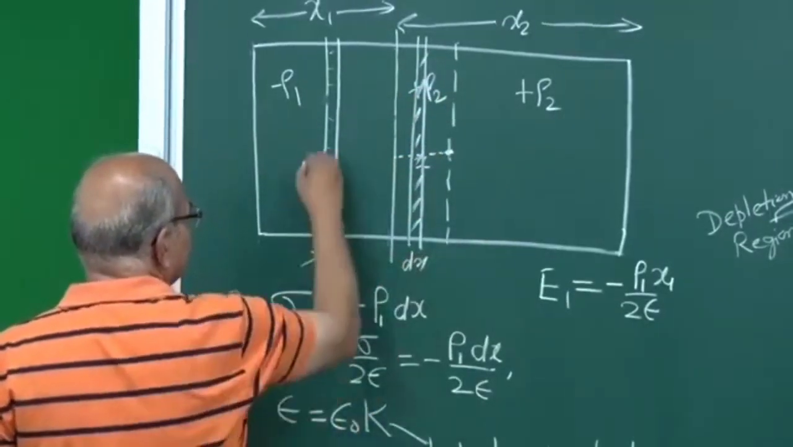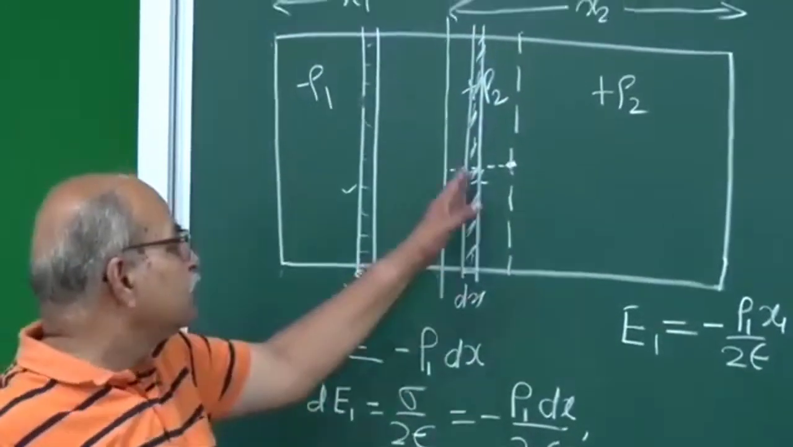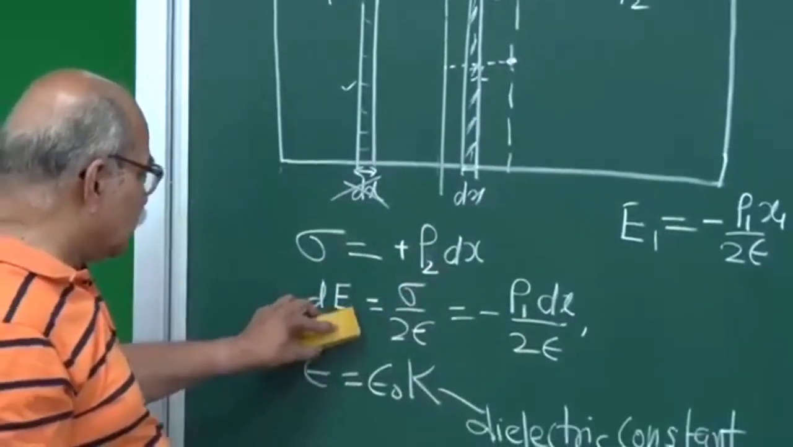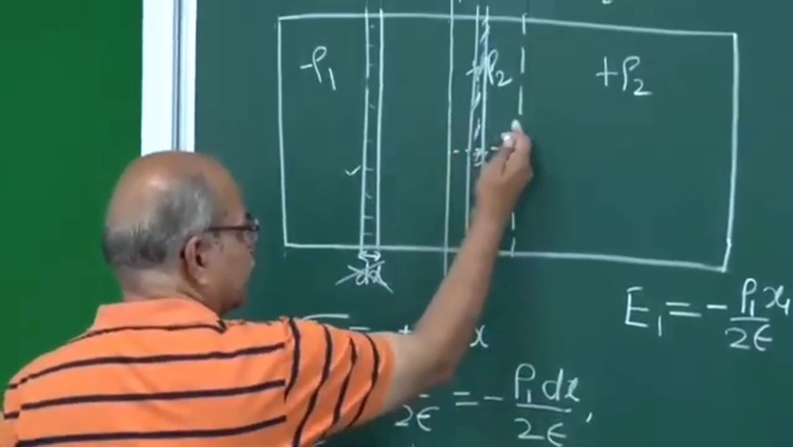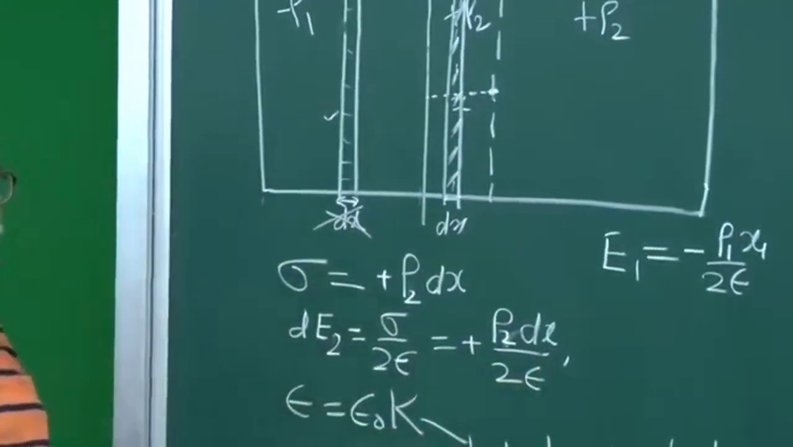This dx I am taking. This part is over. So this dx I am taking. And once again, you can treat this as a surface charge layer of surface charge density plus ρ2 dx. And dE2 will be, again, because of this, what is the electric field here? So sigma over 2 epsilon, so plus ρ2 dx over 2 epsilon.